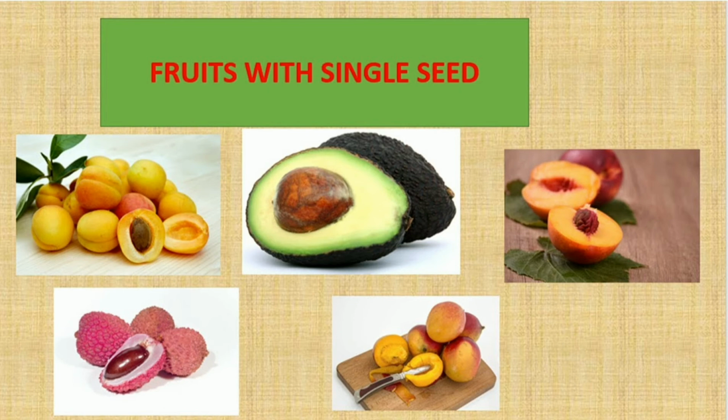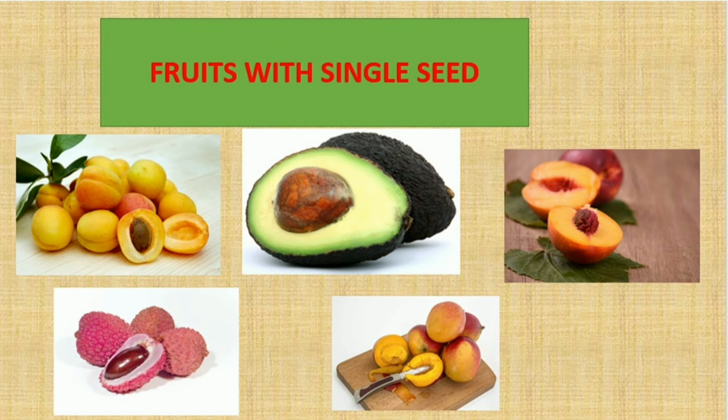Dicotyledonous seeds can be divided into two equal parts. Monocotyledonous seeds cannot be divided into two equal parts. Some fruits are one-seeded and some fruits are many-seeded. As we see in the picture, all these fruits have a single seed.